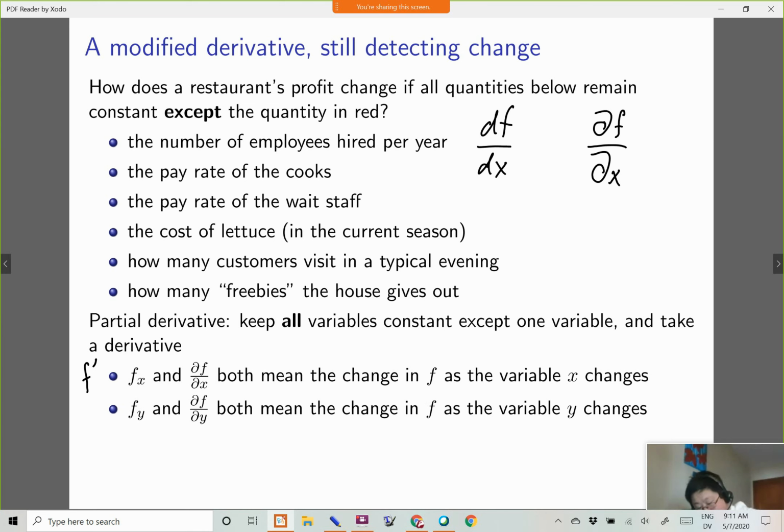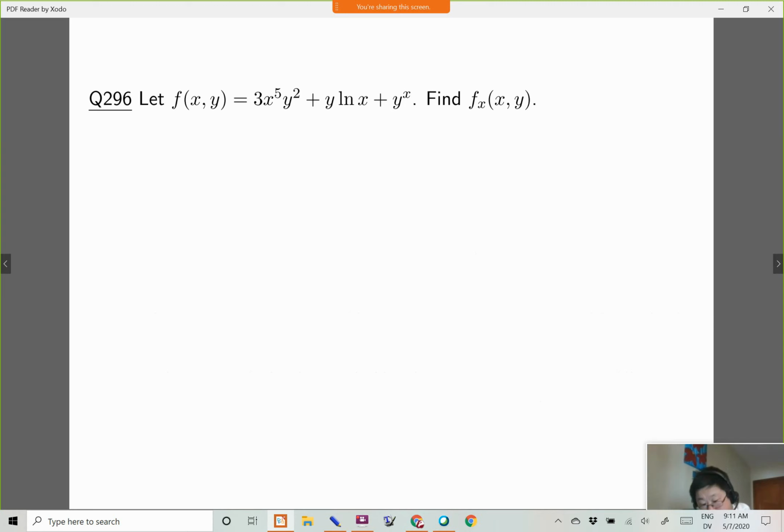Same deal, f sub y means what happens to the output? How does the output change if just the variable y changes but all the other variables remain constant? This key phrase is all the other variables remain constant. And to start, we're going to only look at functions with 2 input variables. So let's dig into an example.